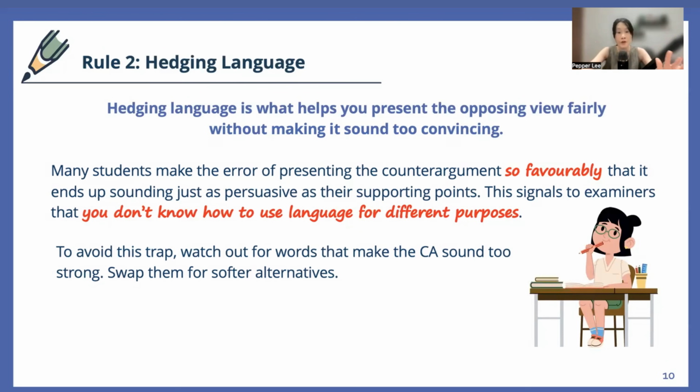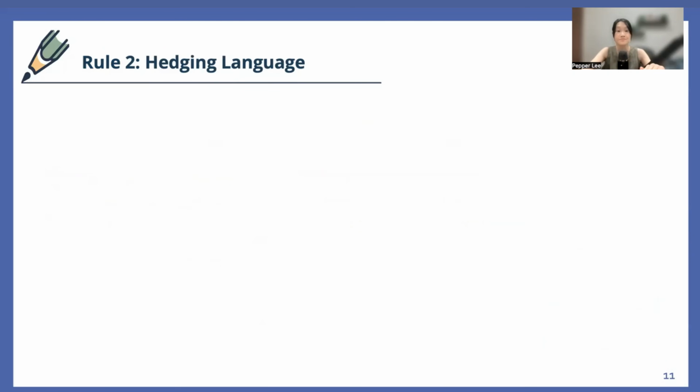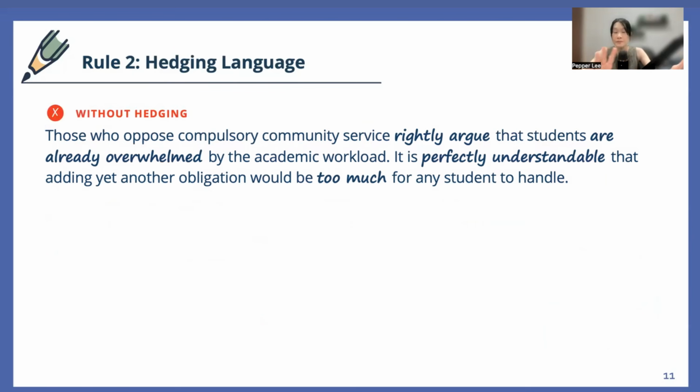So to avoid this trap, you want to watch out for words that will make the counter argument seem too strong and then replace them with softer alternatives. Let's take a look at an example. Same topic earlier about community service. If you don't hedge, this is what you end up with. Those who oppose compulsory community service rightly argue that students are already overwhelmed by the academic workload. It is therefore perfectly understandable that adding yet another obligation will be too much for any student to handle.